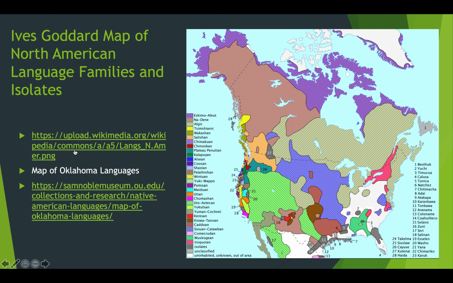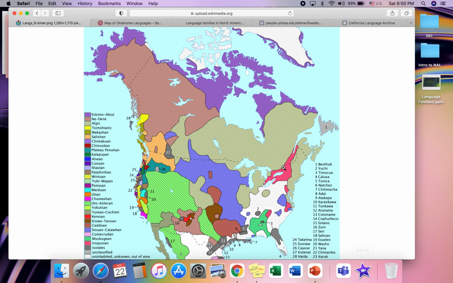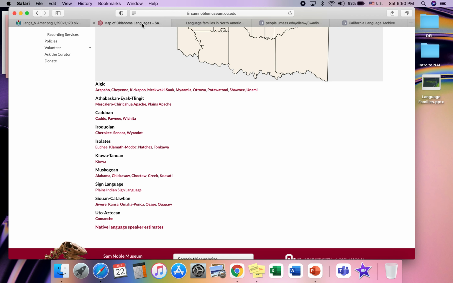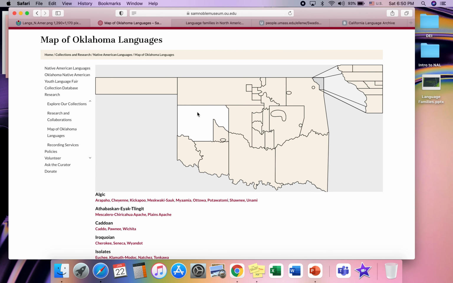I have a link here to the Ives Goddard map, and then I have a second link to the map of Oklahoma languages. And so I would like to show you. So here is the link if you follow to the Ives Goddard map, and you can download this if you wanted to. The map of Oklahoma languages, this is something that I worked on when I was a grad student at OU. And so these are the different tribal territories in Oklahoma.